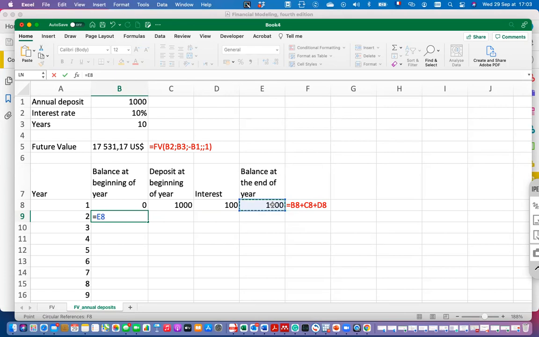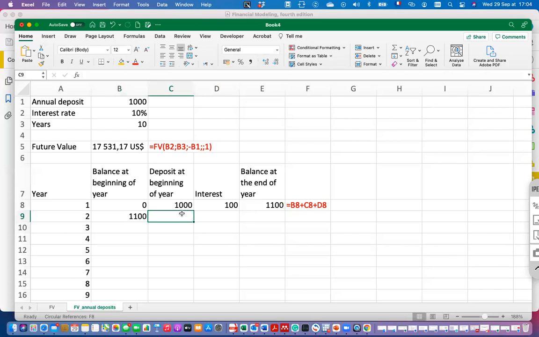So by doing so, we are giving instructions to Excel. We are telling Excel that the amount of money at the beginning of year two is the same as at the end of year one. And then we will add once again $1,000.